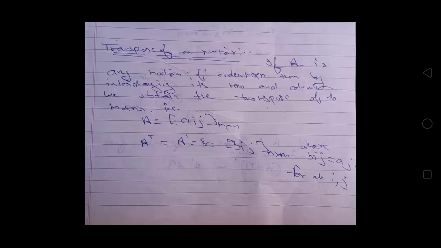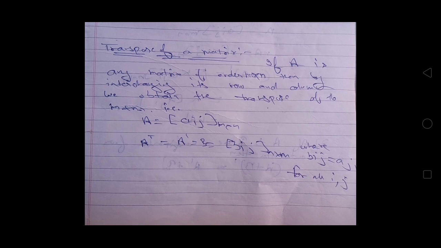In this video, I am going to discuss what the transpose of a matrix is. If A is any matrix of order m cross n, then by interchanging its rows and columns, we obtain the transpose of the matrix. That is, if A is a matrix of order m cross n whose entries are like a_ij, then A transpose or A dash will be equal to a matrix B of order n cross m whose entries are like b_ij, where b_ij is equal to a_ji for all i, j.